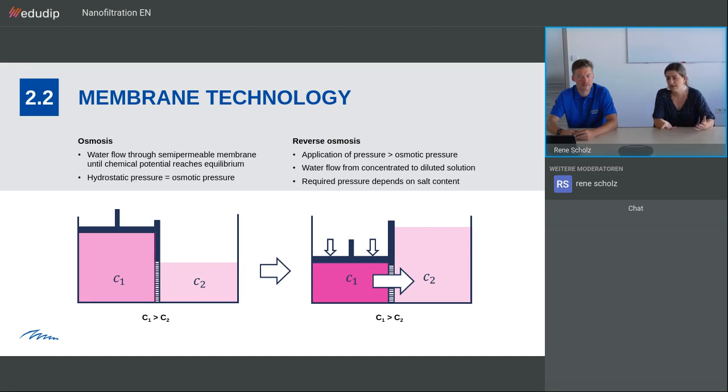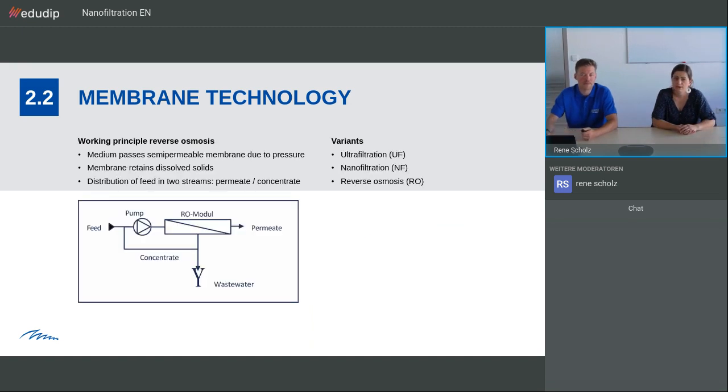Now we see how this looks really in a reverse osmosis unit or plant. So here we have a feed water, which was our original compartment 1 with a higher concentration. We have a high pressure pump, which produces the pressure we need to overcome the chemical potential, let's say. Then we go through an RO module, and the water flow is split into permeate, practically clean water with very, very little ions, and a concentrate, which goes to the wastewater connection, which is the remaining water and most of the ions contained in the feed.